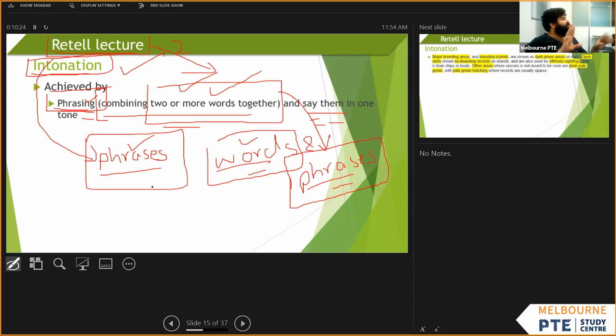Like whenever there is any phrase, make sure you say the words of a phrase together in one tone, in one flow basically. All right, is it making sense what I'm saying or not making sense at all? Making sense? No, will you remember this or not? Remember this? All right, good.